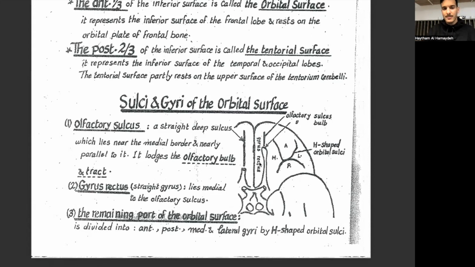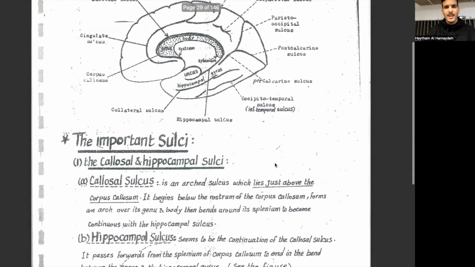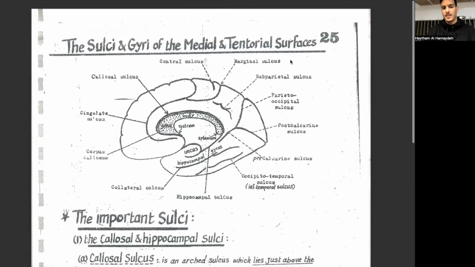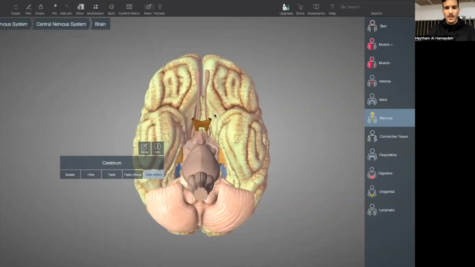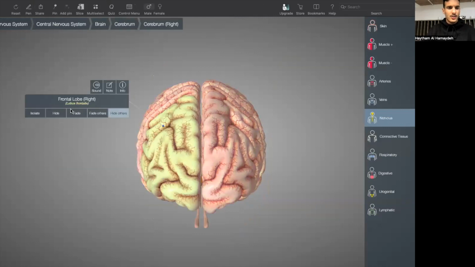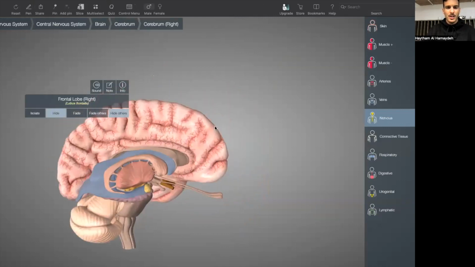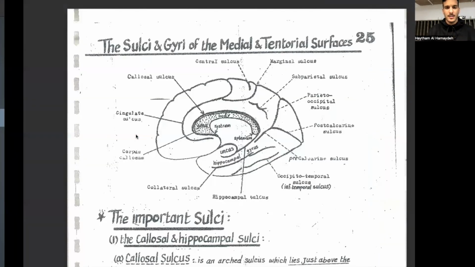Gyrus rectus lies medial to the olfactory sulcus. The remaining part of the orbital surface is divided into anterior, posterior, medial, and lateral gyri by H-shaped orbital sulci. Okay, that's the inferior surface. And then you have the medial surface. That's the medial surface, and it has very important gyri that we are going to discuss.